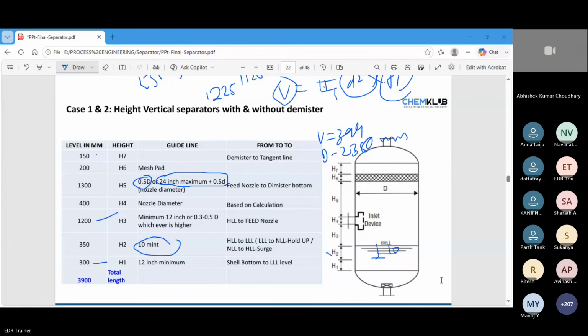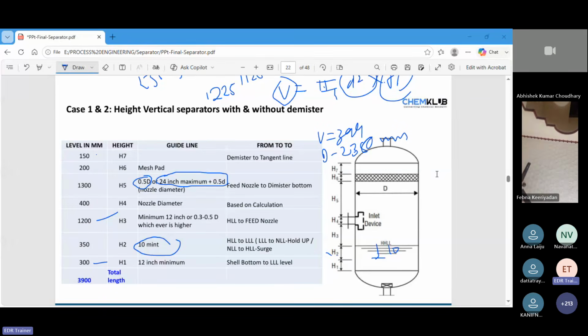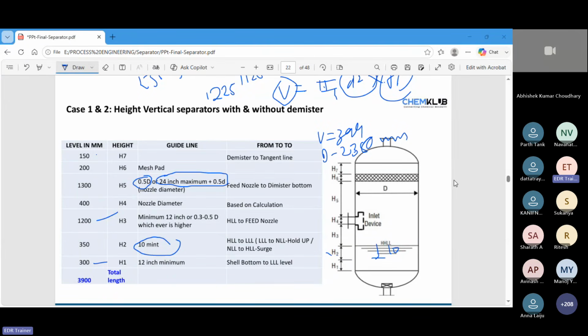Okay. And if the PDF H2 is LLL to HLL, correct. And how about the low liquid level and high liquid level, just above and below the HLL and LLL? For that, what do we do?